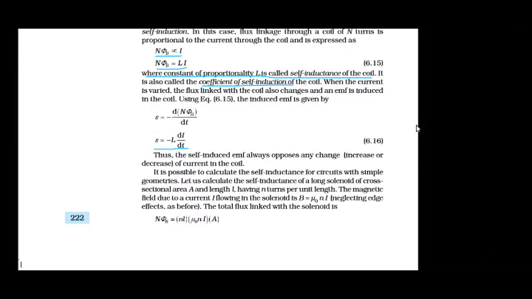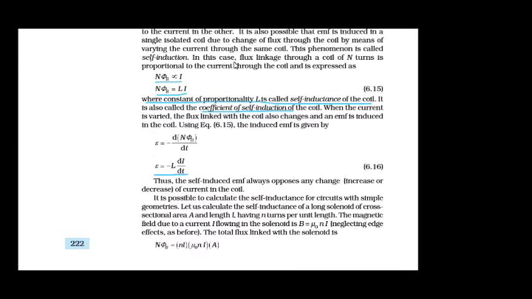So actually, we have started with the statement that flux linkage through a coil of N turns is proportional to the current through the coil. So we have written this sentence, we have represented it mathematically. So when proportionality gets removed, we put a constant that is called proportionality constant. Here L is the proportionality constant, and L is known as self-inductance of the coil or coefficient of self-inductance of the coil.